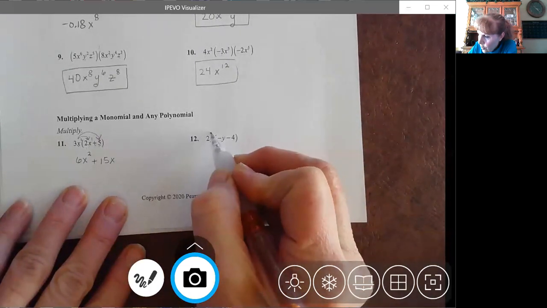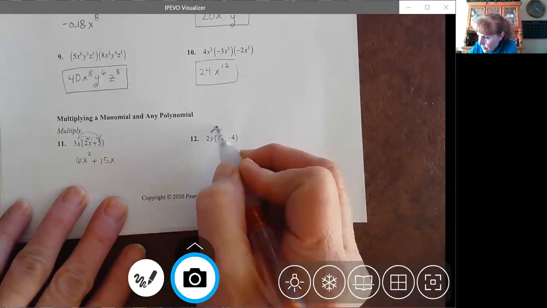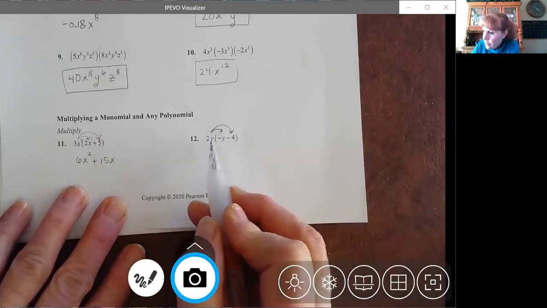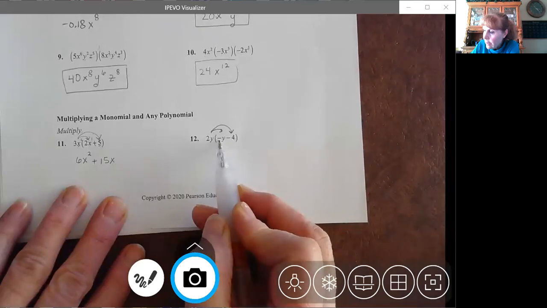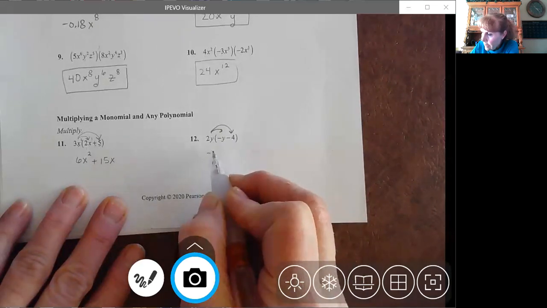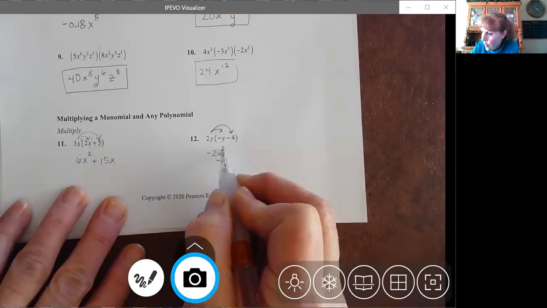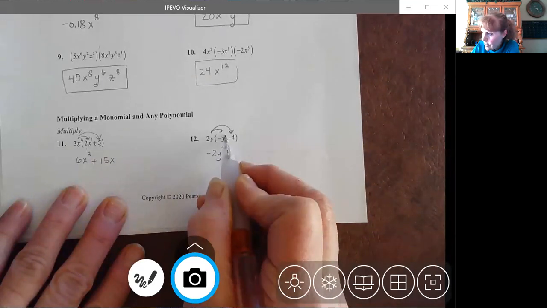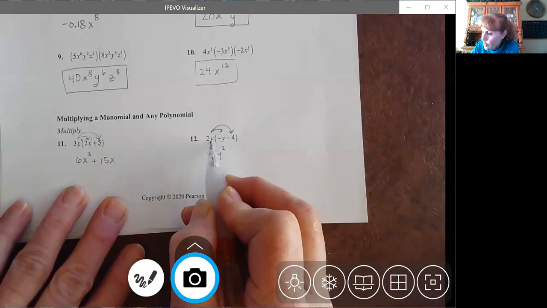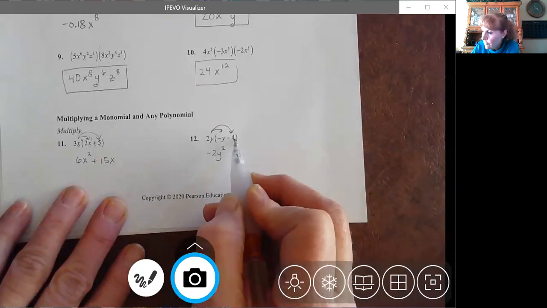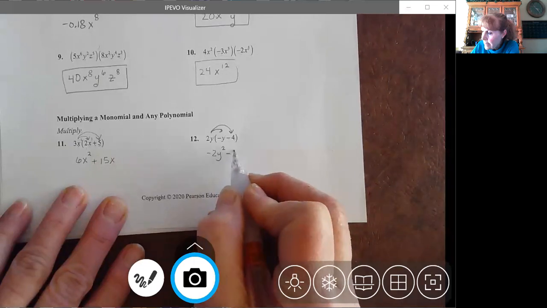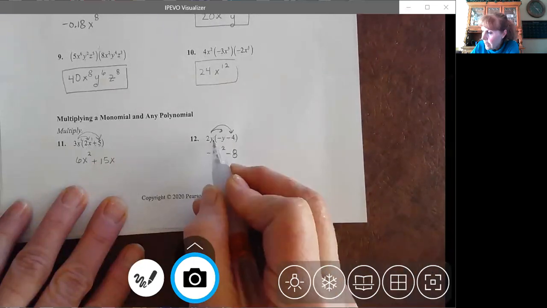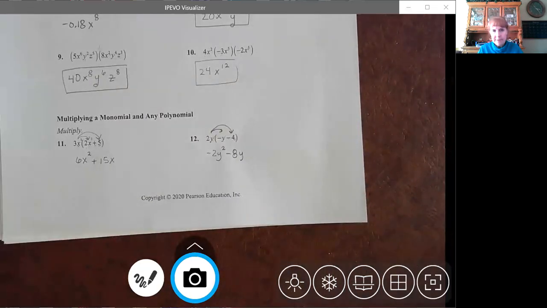Okay, we're going to take 2y times everything in the parentheses. 2y times a -1y is a -2y squared, adding the exponents. 2y times a -4 is a -8. 2 times 4 is 8. And yes, the y stays. There's your answer. Okay, very good. Let's practice some more of these.